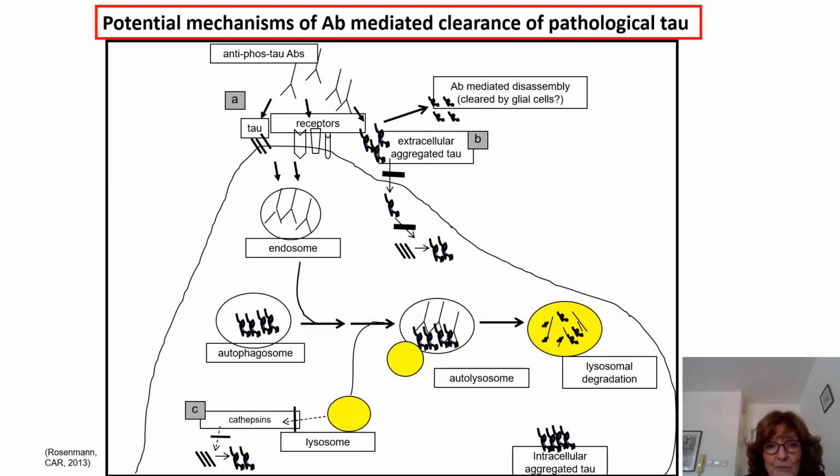As for the mechanism of immunotherapy, we believe antibodies bind to receptors on the membrane, either Fc or Tau1 or LRP, or maybe to the tau itself, part of which also sits in the membrane. Then it goes into the cell, with disintegration and lysosomal degradation. And extracellular tau can be bound by antibodies, causing disassembly, and is cleared by microglia. So this may be the mechanism.